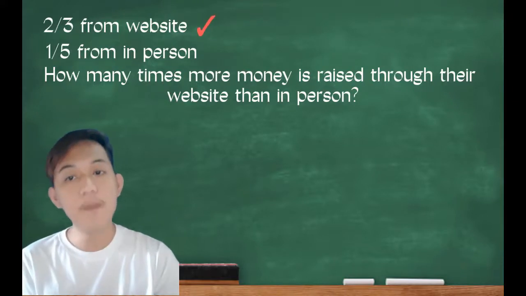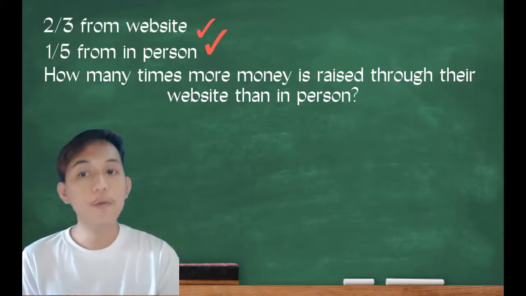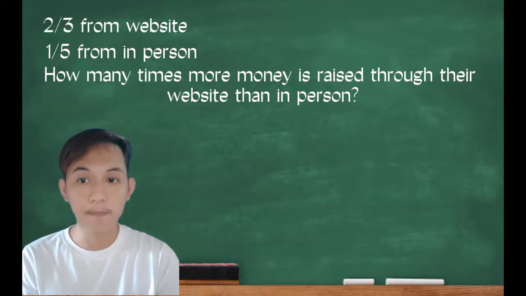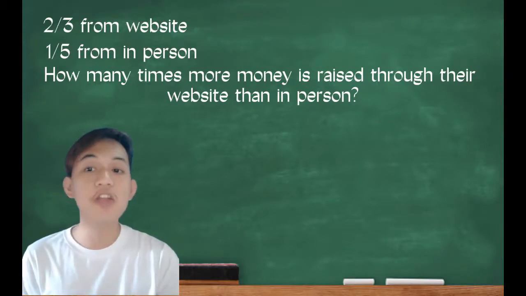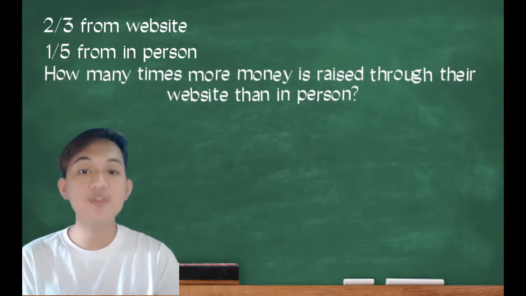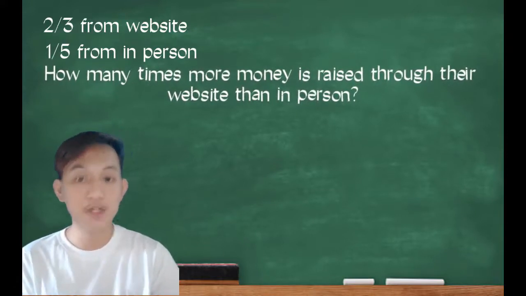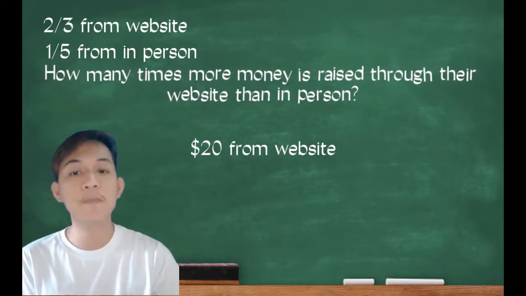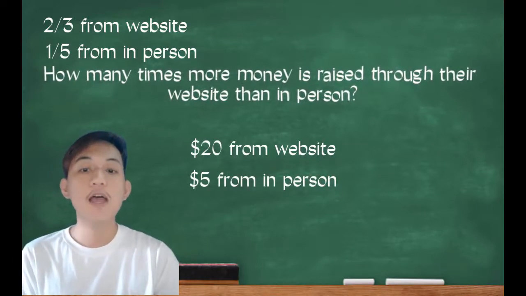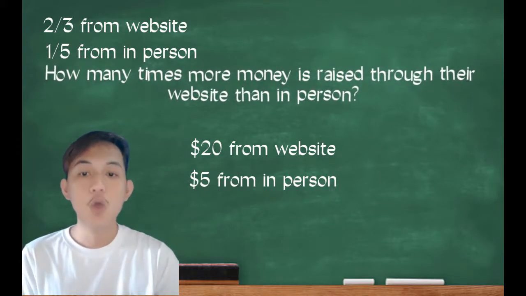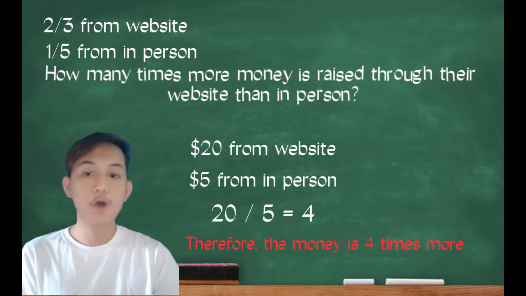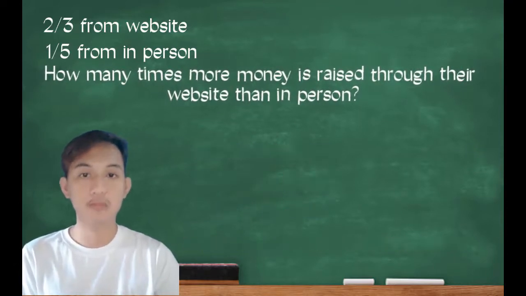So 2/3 of the money is raised from the website, 1/5 of the money is raised in person, and that's our given. And the question here is how many times more money is raised through their website than in person. Let's assume that $20 is the money raised from the website and $5 is raised in person. We have to divide it. So 20 divided by 5 is equal to 4. Therefore, the money is 4 times more.